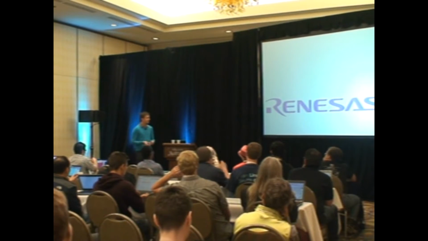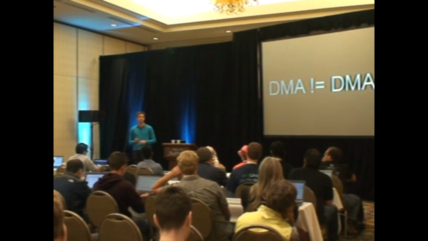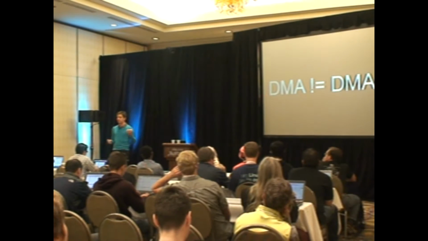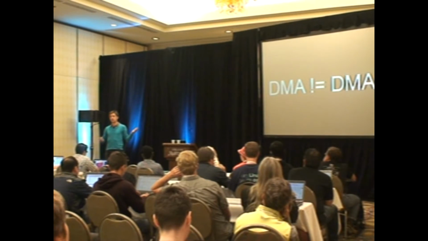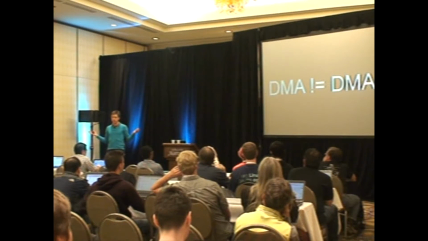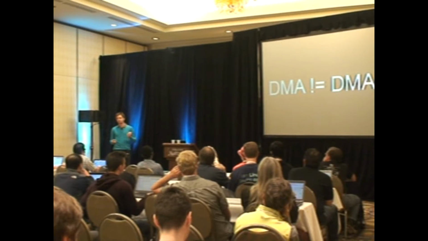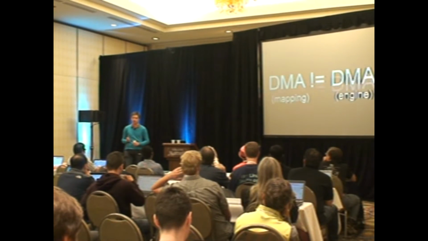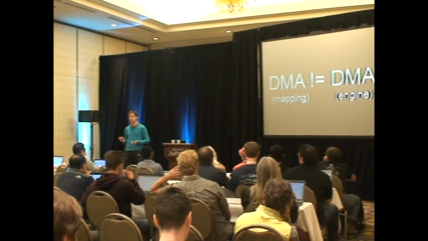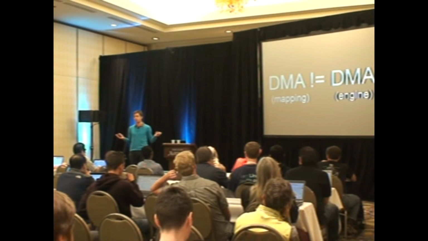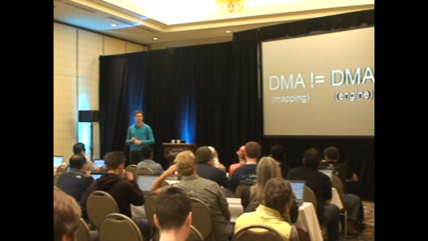The third thing I've learned about DMA is that in the kernel there's one thing called DMA and a totally different thing called DMA as well. Thank you, kernel, for being so confusing. Well, let me elaborate a bit on that. We have on one side what is called the DMA mapping, and on the other side what is called the DMA engine.